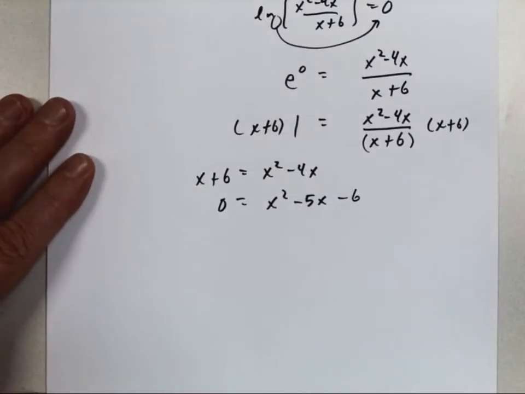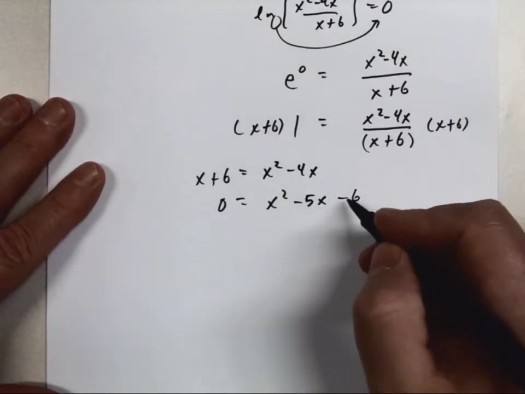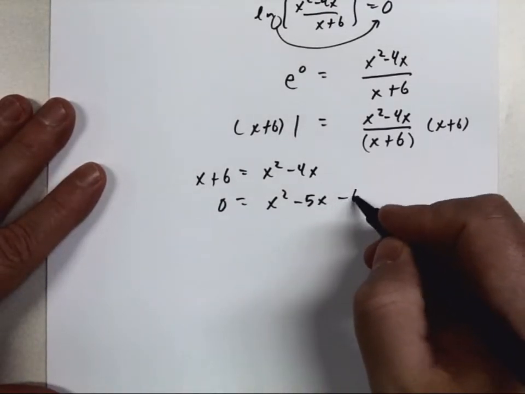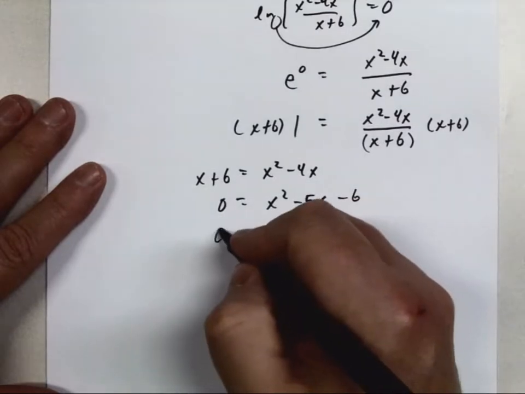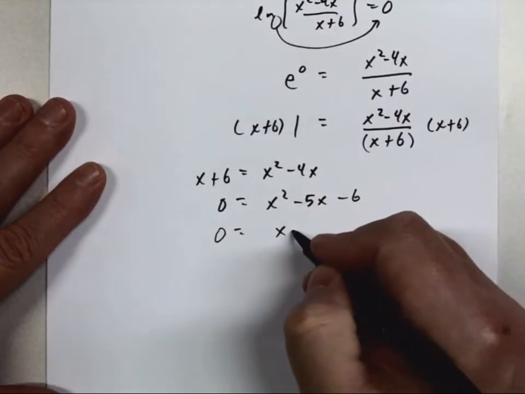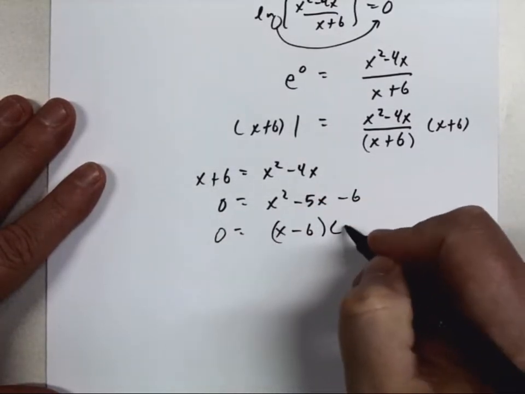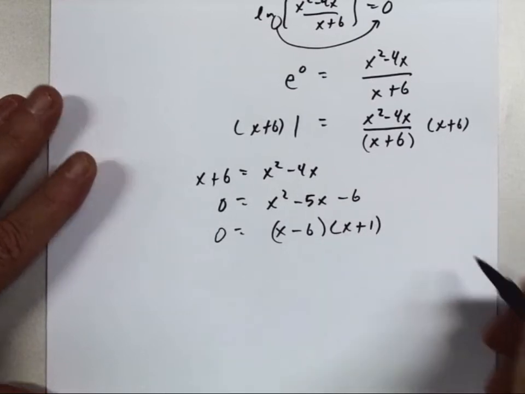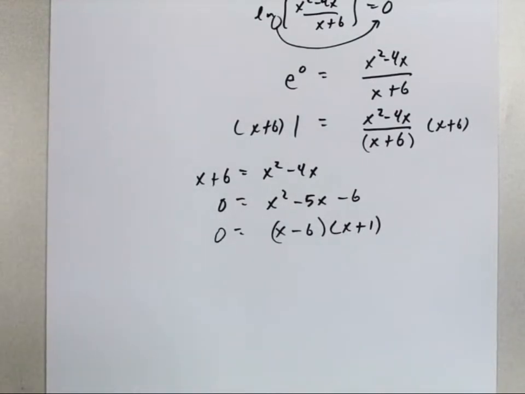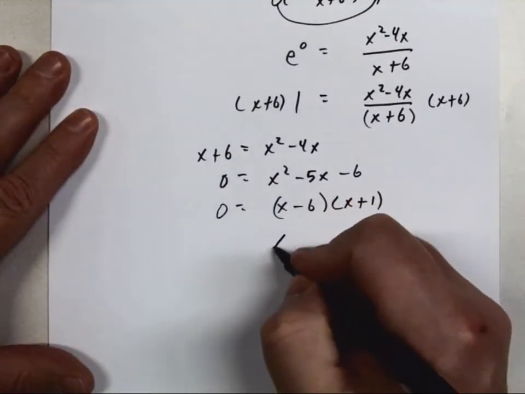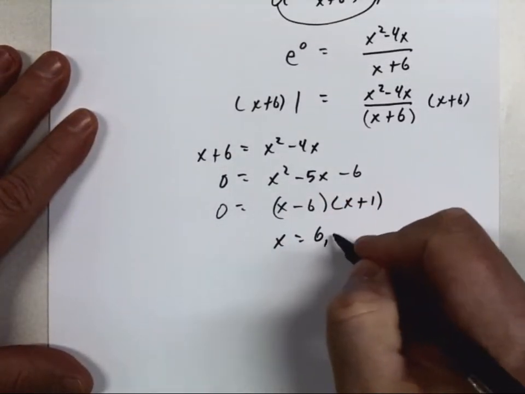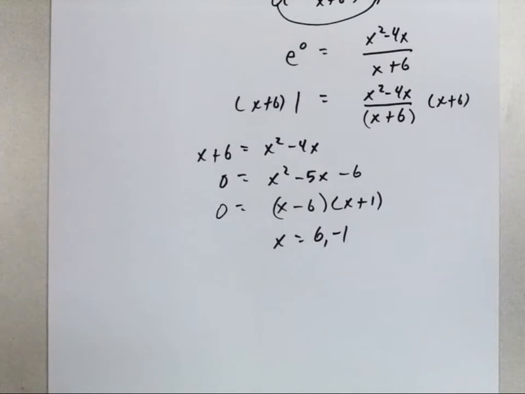Now to solve this, I'm hoping it factors. If it does, my product is -6, my sum is -5. I think, hopefully that's correct, which I believe it is. So then I actually have two solutions, 6 and -1. All right, that was a lot of work, but we've solved it.